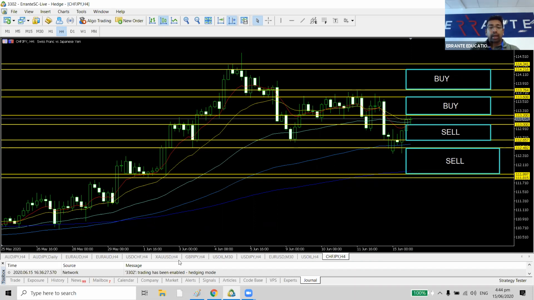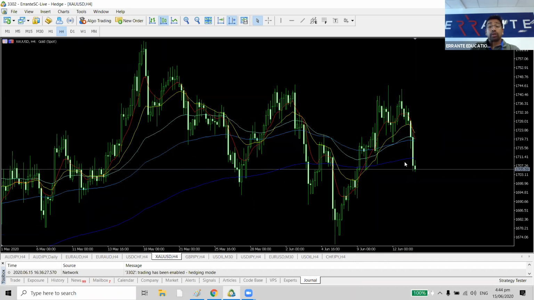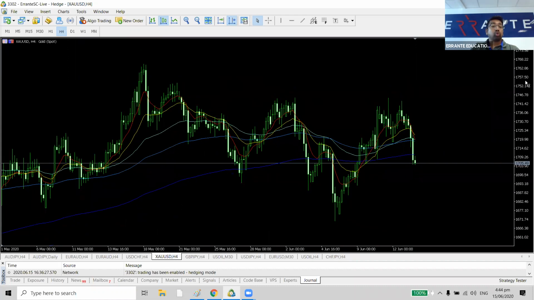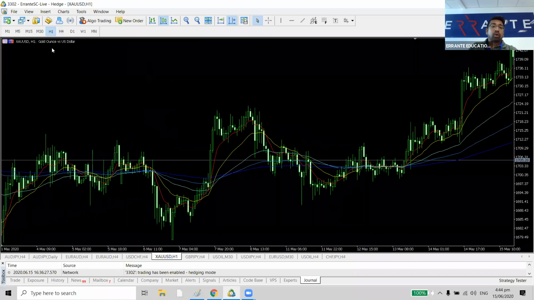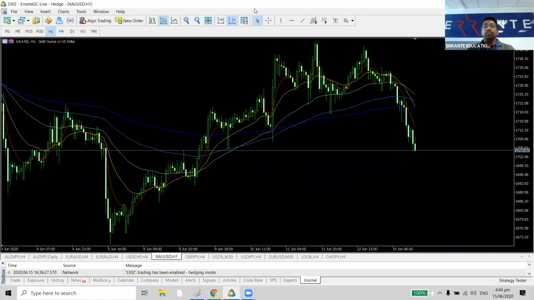Let's take a look at gold, and let's see what kind of technique we can actually apply onto gold. Okay, so onto gold, we have got gold trading at 1705. On the 4-hour chart, we looked at the 4-hour chart. Now we want to just start from 1 hour.